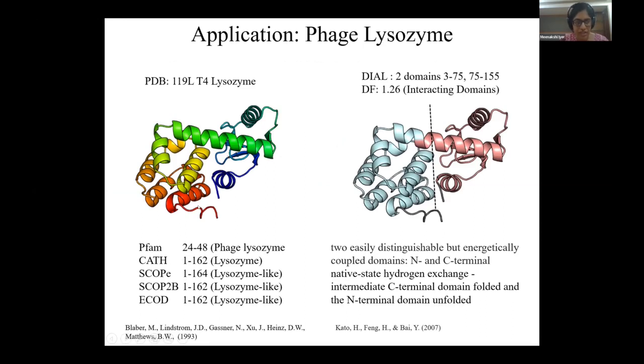We see that PFAM, which is a sequence database, is proposing a single domain, and even other structural databases like CATH, SCOP and SCOP2B are proposing a single domain definition. But upon literature survey, and even in our case, we have identified two interacting domains. Beyond a 1.5 disjoint factor value, we can distinguish between the domains. In our case, this is within the 1.5 value, so these are closely interacting, interspersed domains.